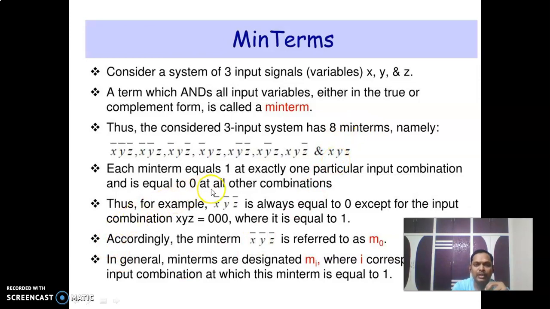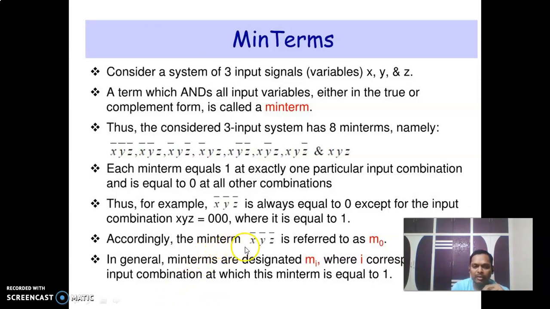Each minterm equals 1 at exactly one particular input combination and is equal to 0 at all other combinations. Thus, for example, x bar y bar z bar is always equal to 0 except for the input combination x, y, z equal to 0, 0, 0, where it is equal to 1.